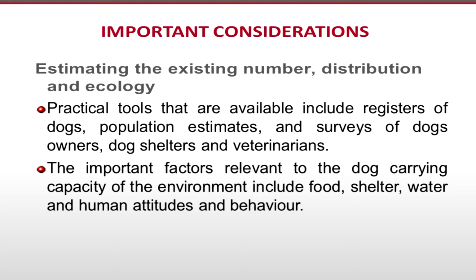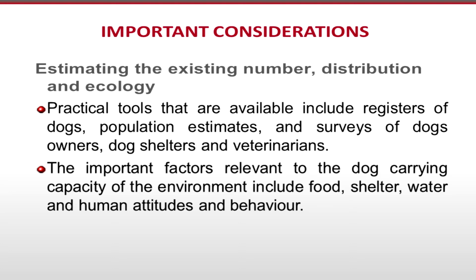Then they should estimate the existing numbers and distribution and ecology. There are tools that they could use, and they could use registers of dogs if they exist, population estimates where they have been done, surveys of dogs, owners, shelters, and veterinarians. I'm giving you this as what is in the standard. This is what is recommended.